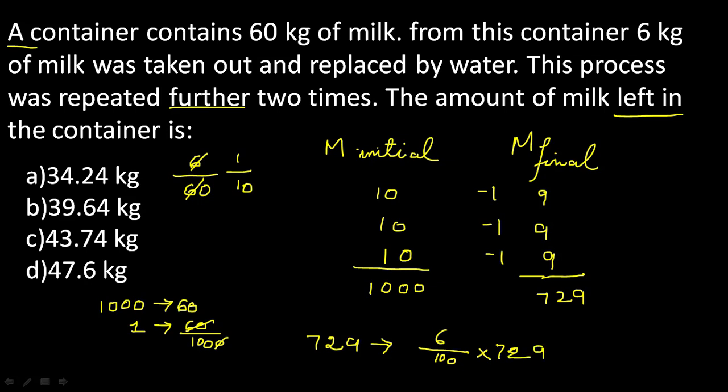So when we multiply this, what we'll be getting here, 4, then 7, 3, 4, and here 100 is there, so 43.74.